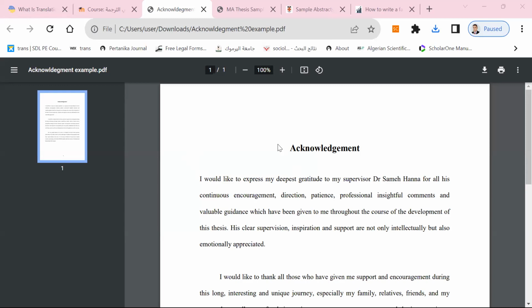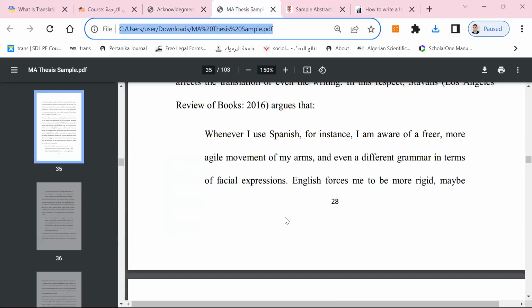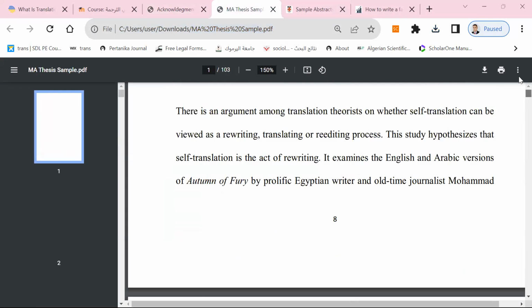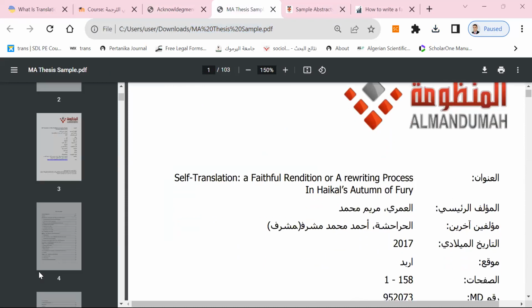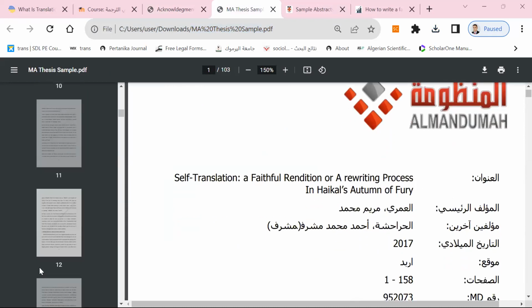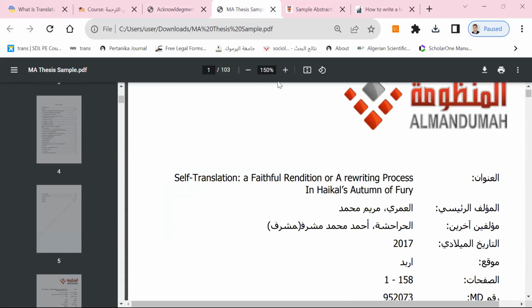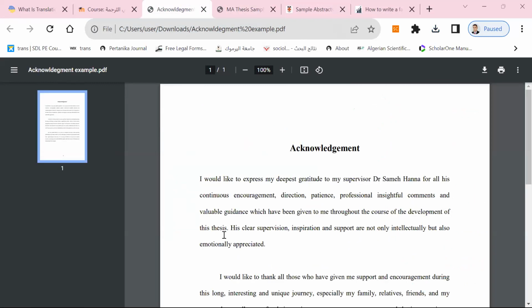Now, the dedication: it's up to you. You may say, I dedicate this thesis to my mother, my father, whomever you want. It's up to you. I dedicate this work to my son, to my mother, etc. You can write the one you would like to dedicate this work to.